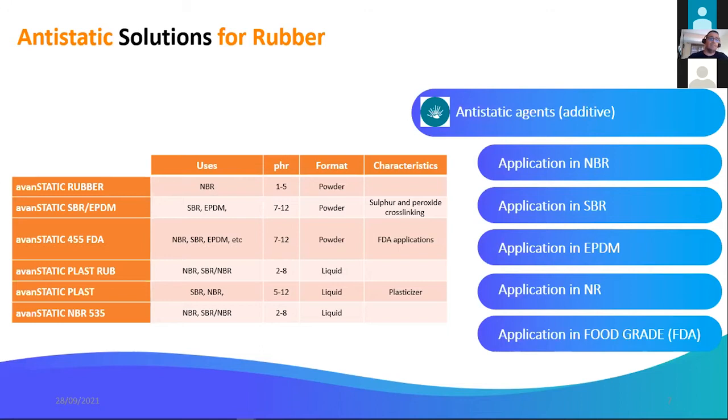And finally, we have three different additives in liquid form. The first three are solid, in powder form. And we have these three additives: Avanstatic Plus, Plus Wrap, and NBR 535. They are liquid and focused on NBR and mixtures with NBR, SBR. In the case of Avanstatic Plus Wrap and Avanstatic NBR 535, or our Avanstatic Plus, the spectrum of rubber is bigger. You can use it in natural rubber, CSM, of course NBR or SBR, and it acts like a plasticizer.